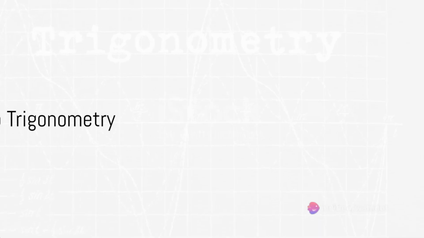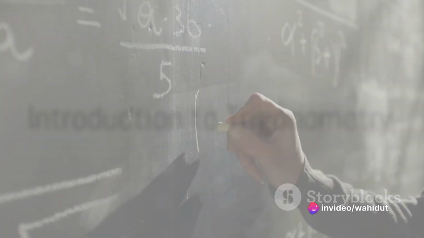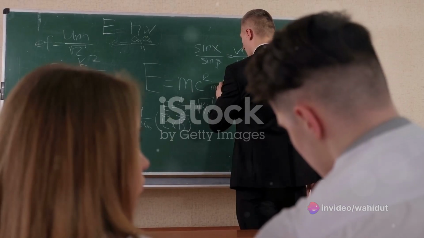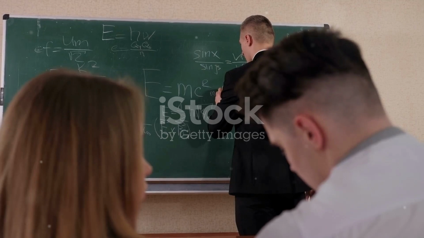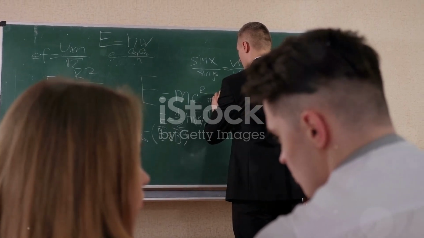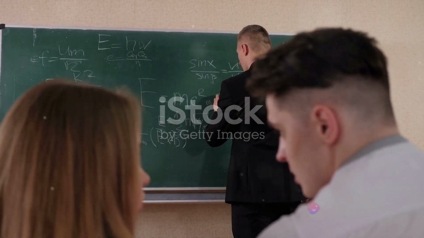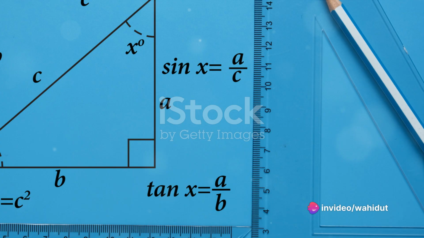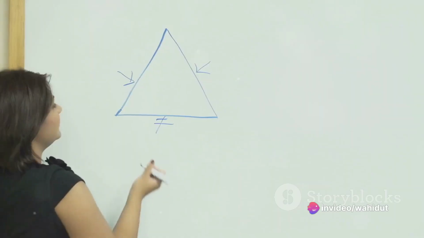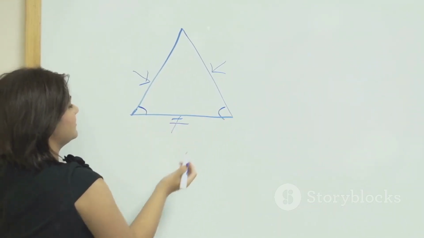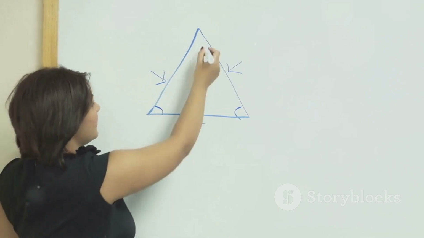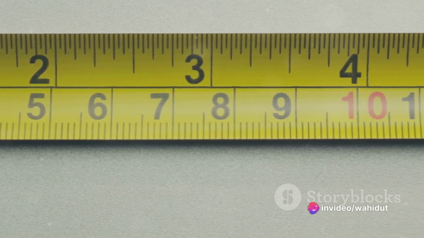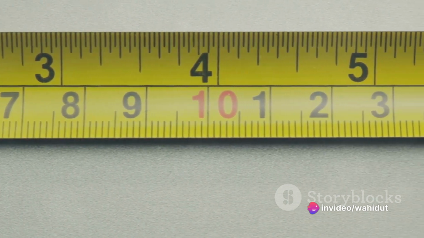Have you ever wondered how architects design towering skyscrapers or how navigators traverse the vast oceans? Well, the answer lies in a branch of mathematics that you may have encountered in high school: trigonometry. Trigonometry, despite its seemingly alien name, is a concept that we encounter daily. The term trigonometry originates from two Greek words: trigonon, meaning triangle, and metron, meaning measure. So in essence, trigonometry is the study of triangles and the relationships between their sides and angles.